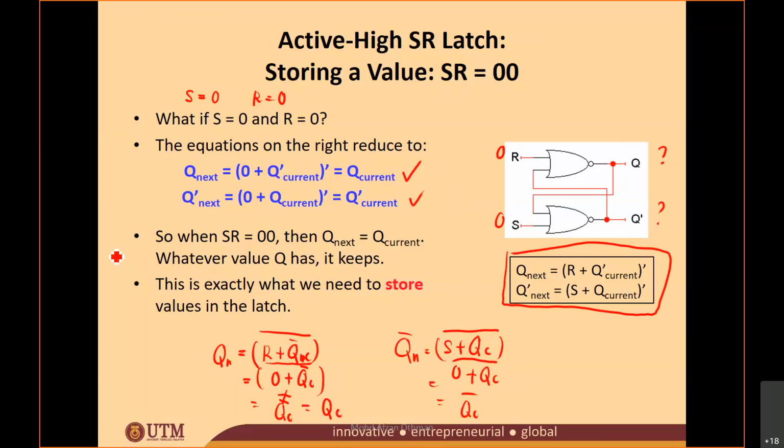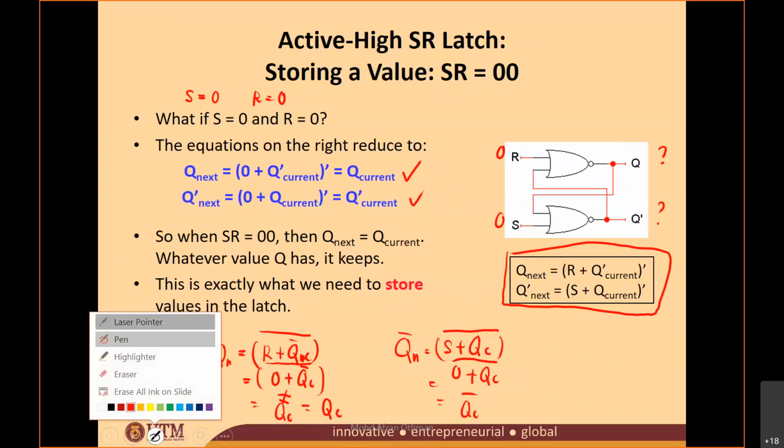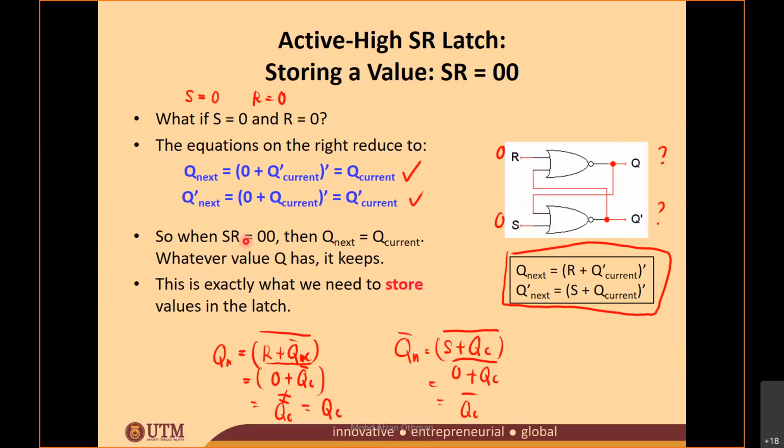So bila mana SR sama dengan 0, 0, Q next sama dengan Q current. Maksudnya kat sini, whatever the value Q has, it will keep the value. Kalau Q current sama dengan 1, the Q next is 1. If your Q current is kosong, your Q next is kosong juga. So this is exactly what we need to store the value inside of the latch. Kenapa? Sebabnya Q kamu tak berubah, which is Q next equal to Q current.